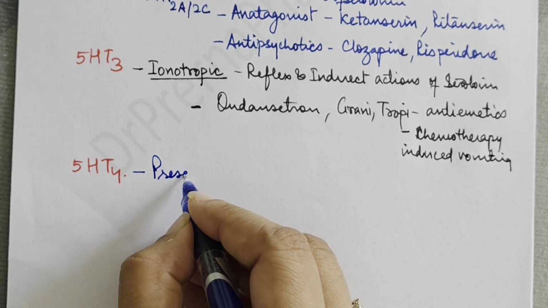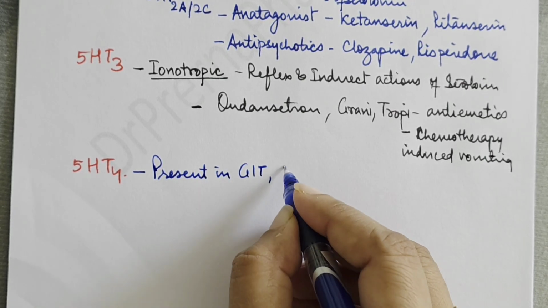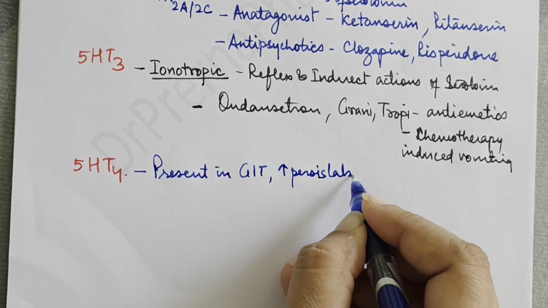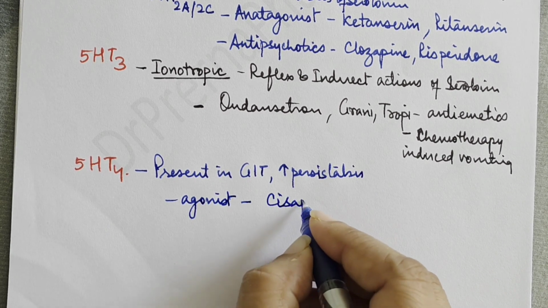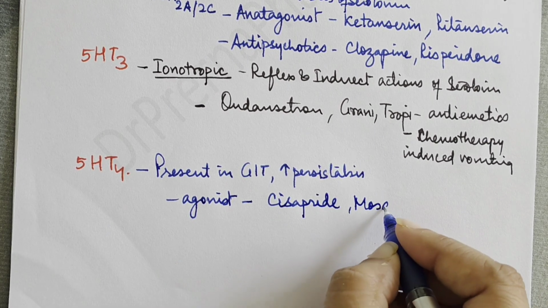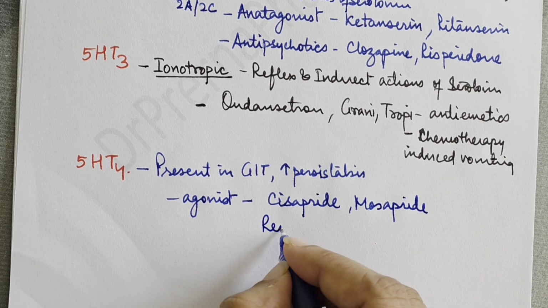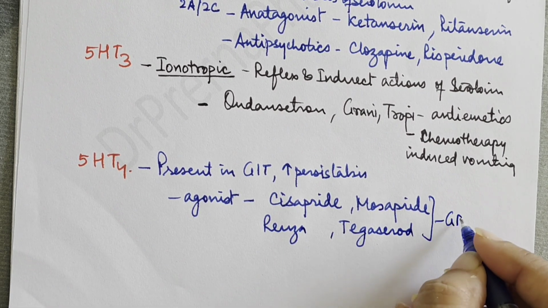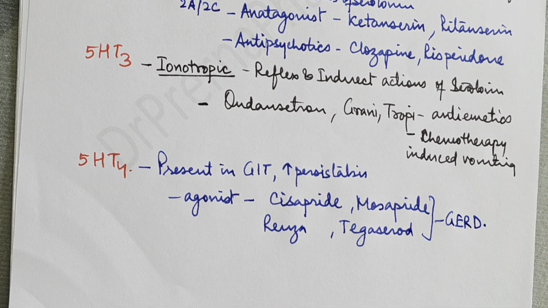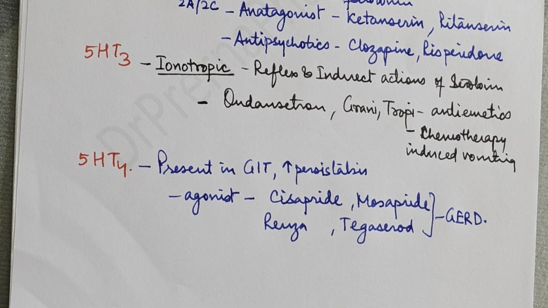Then next we have 5-HT4. This is present in the GIT, and it increases peristalsis and causes diarrhea. Here the agonists are cisapride and mosapride, and then we have renzapride and tegaserod. These drugs are used in GERD by virtue of their action on peristalsis. So these are all the serotonergic receptors.